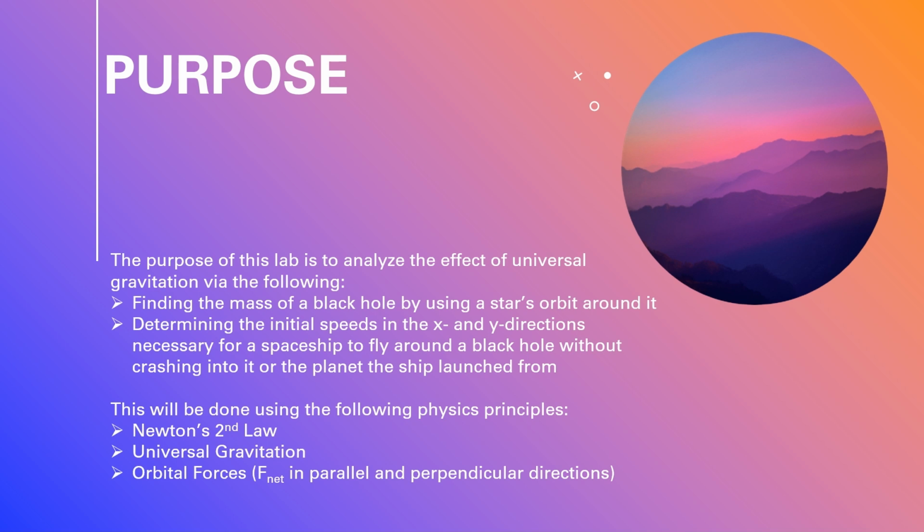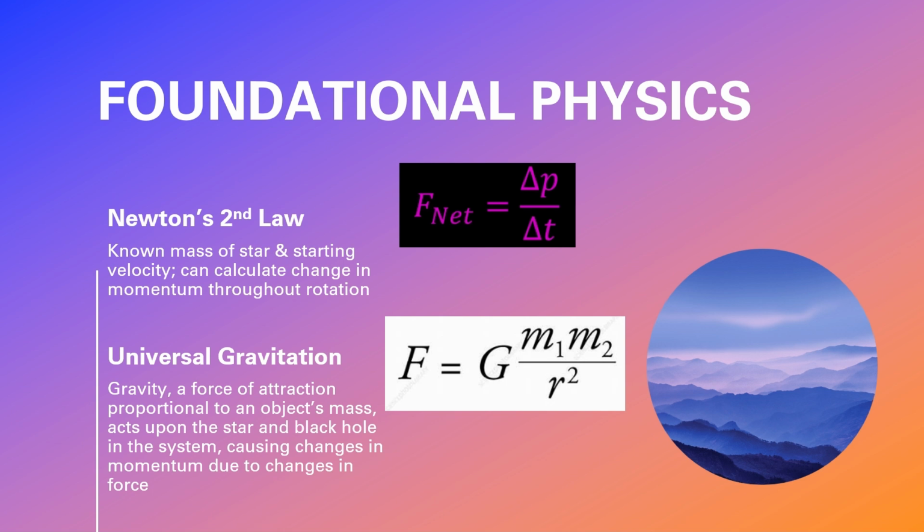And then this will be done using the following physics principles, which is Newton's second law, universal gravitation, and orbital forces, which are the Fnet in the parallel and perpendicular directions. So some foundational physics first. We're using Newton's second law in this lab report. We know the mass of the star and starting velocity, so we can calculate the change in momentum throughout the rotation of the star. That applies to part 1. And then for part 2, we'll be using the very same formula to calculate the effects of gravity from the black hole and from the planet on the ship, and then from the ship and the black hole on the planet.